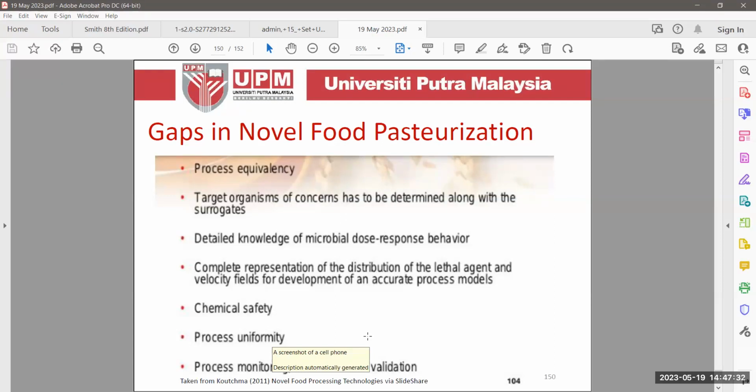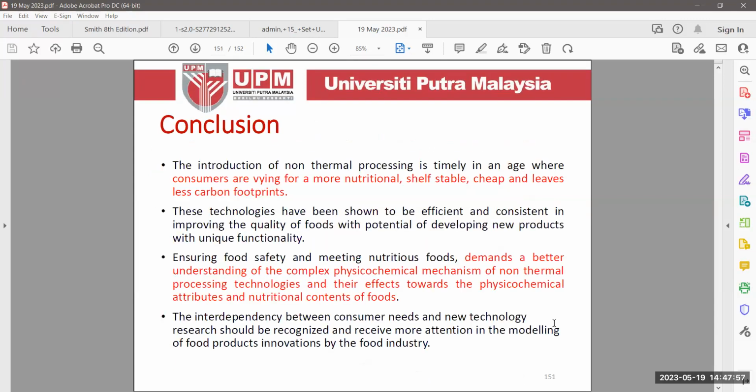Okay, and other things that you need to know is a complete representation of the distribution of lethal agent and velocity field for development of an accurate process model. And what else you need to know is about the chemical safety, process uniformity, process monitoring, verification, and of course validation. So these are the challenges in novel non-thermal treatment.